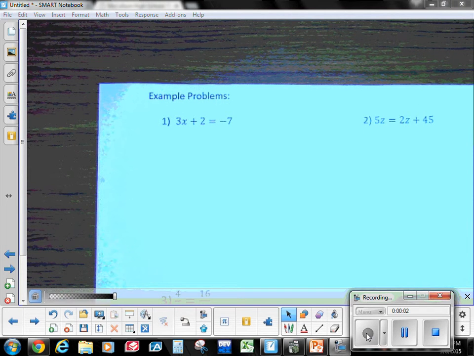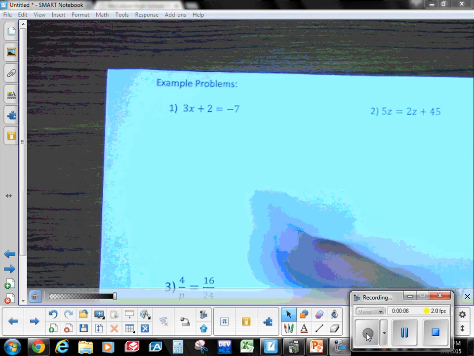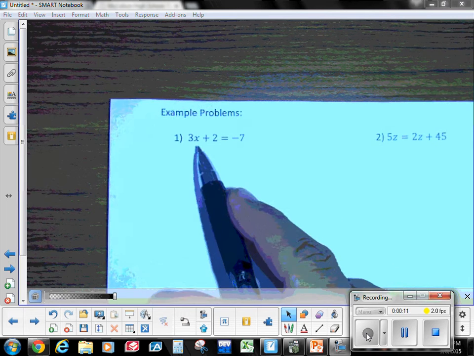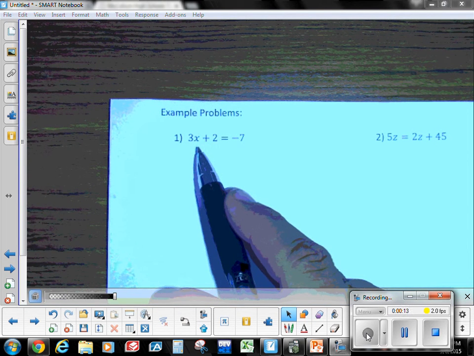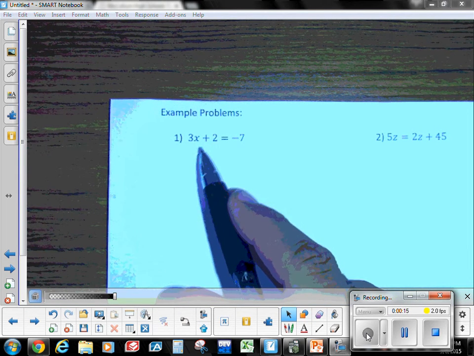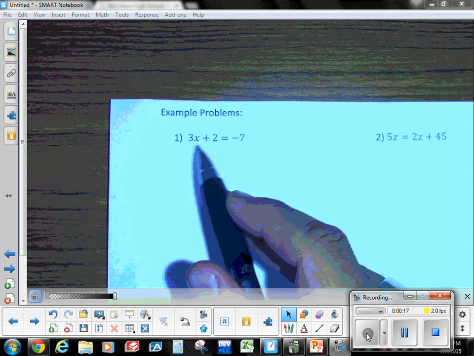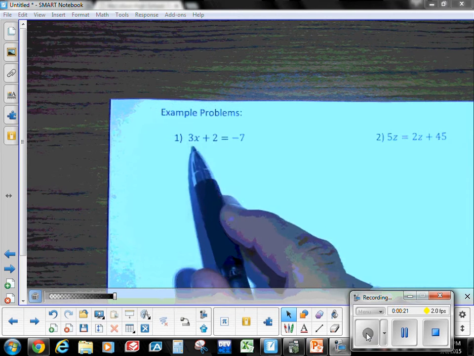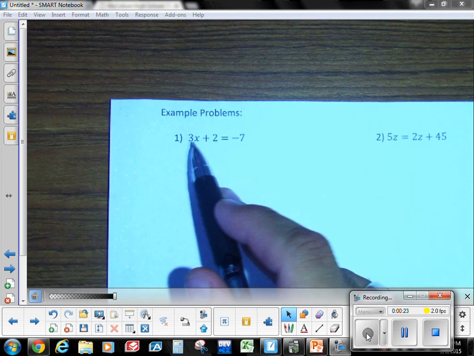Okay, these are the 4 example problems that we're going to be solving when solving for a variable. Number 1, 3x plus 2 is equal to -7. Our variable that we're solving for is x, and so we follow the 5 steps. If there's any grouping symbols, there are none. Combine like terms, well, there's step 2, and there are no terms that we can combine. There's an x term and a number term, so they must stay separate.